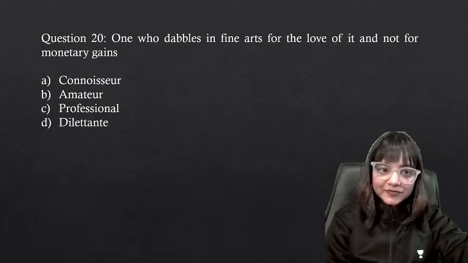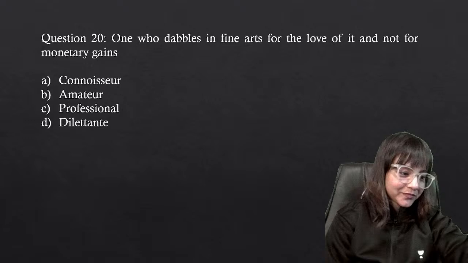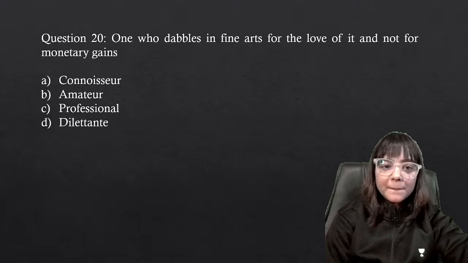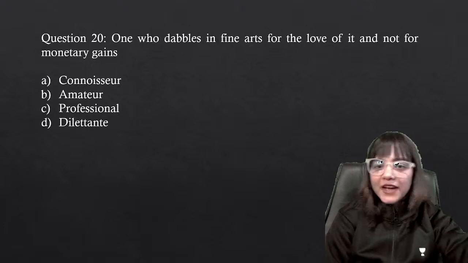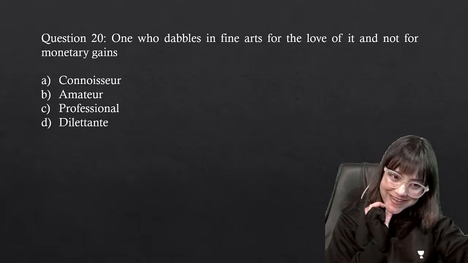Moving on to the 20th one. One who dabbles in fine art for the love of it and not for monetary gains. What is that person called?